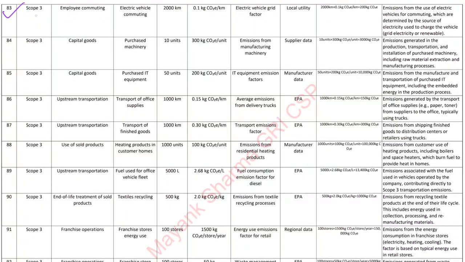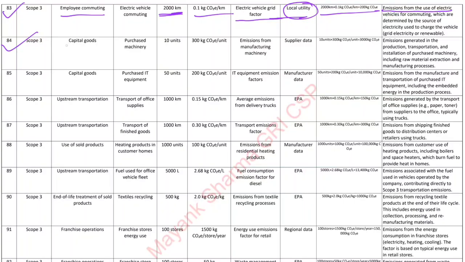So example number 83 is scope 3 employee commuting, utilizing the electric vehicle for commuting purpose, and this is the total distance traveled, and this is the emission factor, 0.1 kg CO2 equivalents per kilometer. Electric vehicle grid factor, we utilize the emission factor from the local utility, multiplying the total distance traveled into the emission factor. So emissions from the use of electric vehicles for commuting are being determined by the source of electricity that is used to charge the vehicle, either through the grid electricity or the renewables.